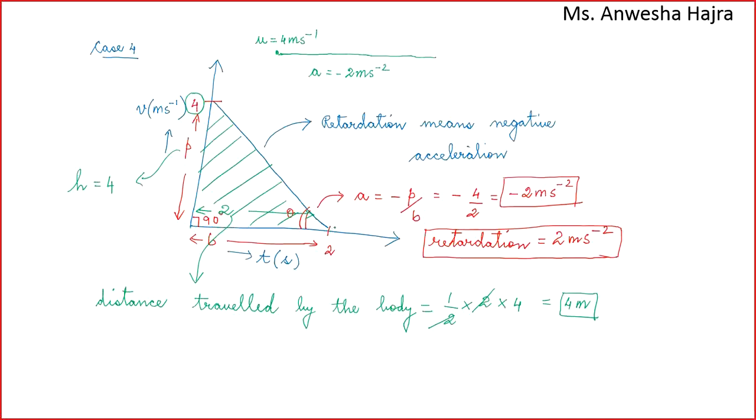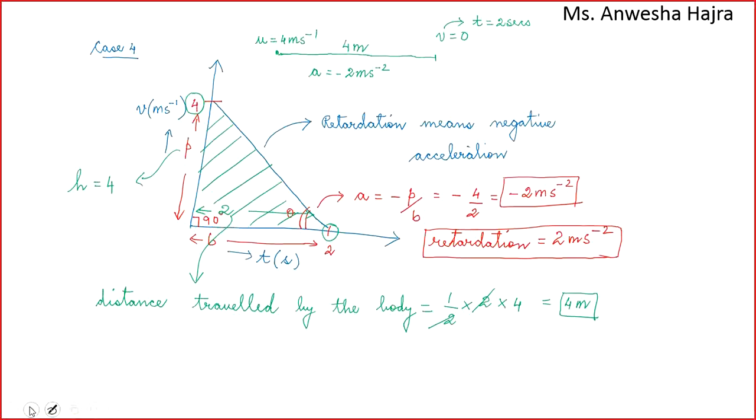And at 2 seconds, the velocity becomes 0. At this point, my velocity becomes 0. From the graph, everything should be clear. Time 2 seconds, velocity becomes 0. And the area gives the distance covered. So this distance covered is 4 meters. The body has covered a distance of 4 meters.